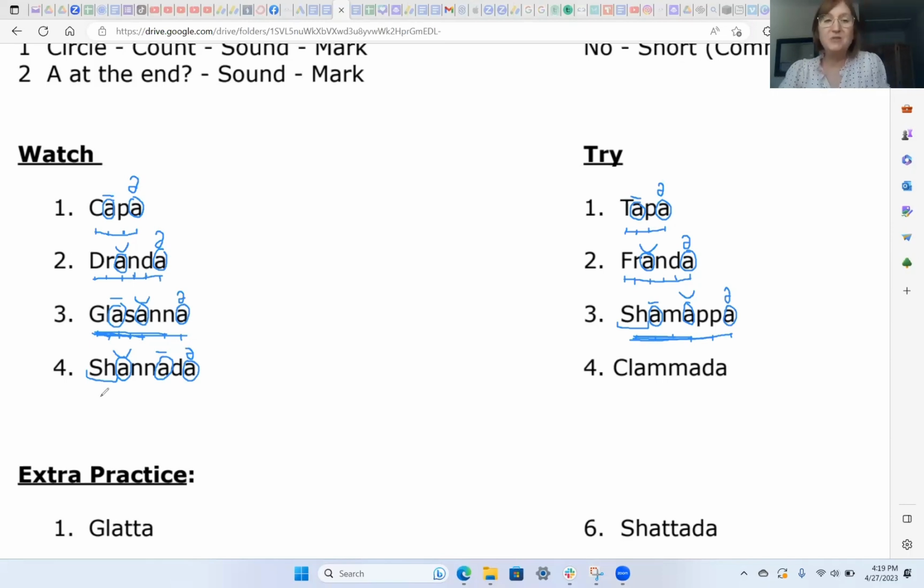So when you pencil read this word, we have sh, A, N, A, D, Shanada, Shanada, Shanada. Go ahead and try yours while I'll be quiet while you work.